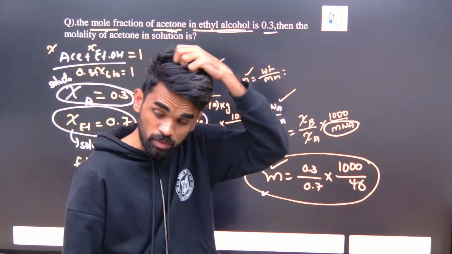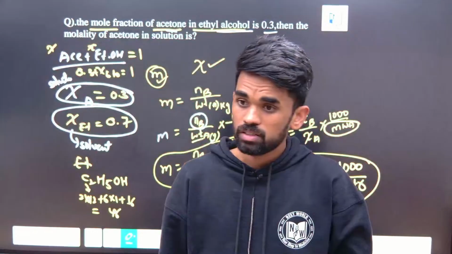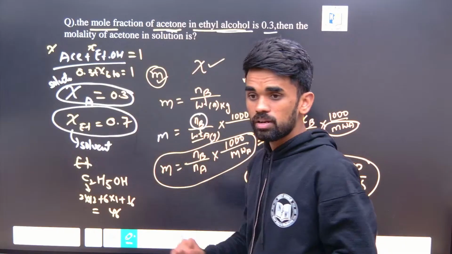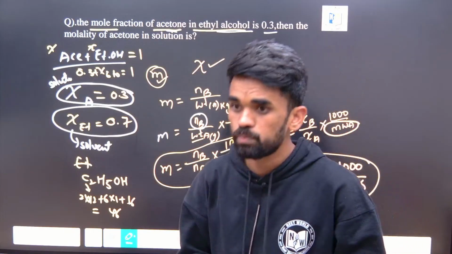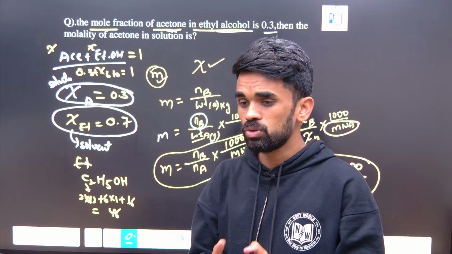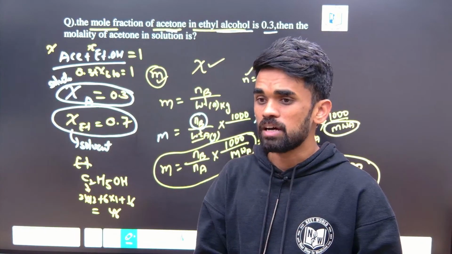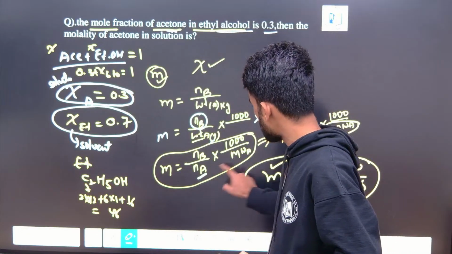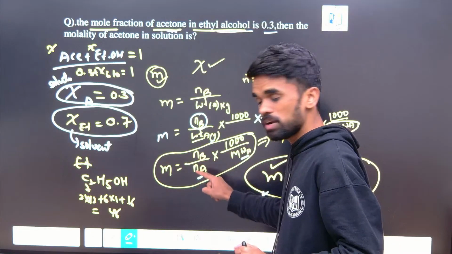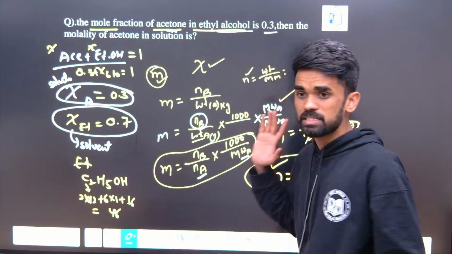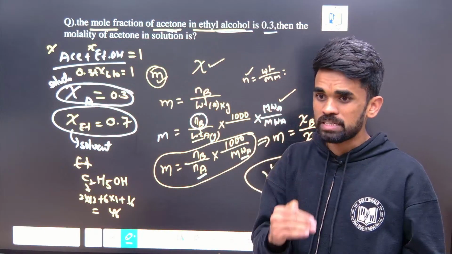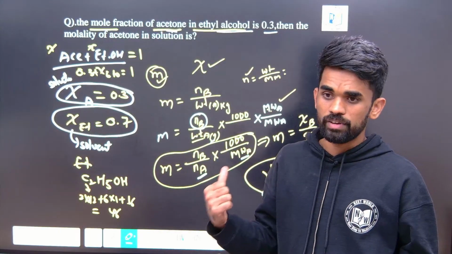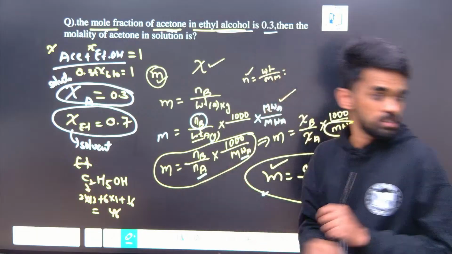Now what is the relation between molality and mole fraction? Once again, molality equals NB, the number of moles of solute, by the number of moles of solvent into 1000 by the molar mass of A, the solvent. Instead of saying number of moles, you can also say it in terms of mole fraction: mole fraction of solute by mole fraction of solvent into 1000 by molar mass of solvent. Like this.